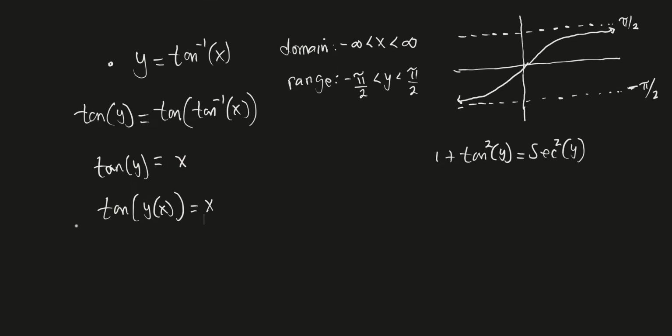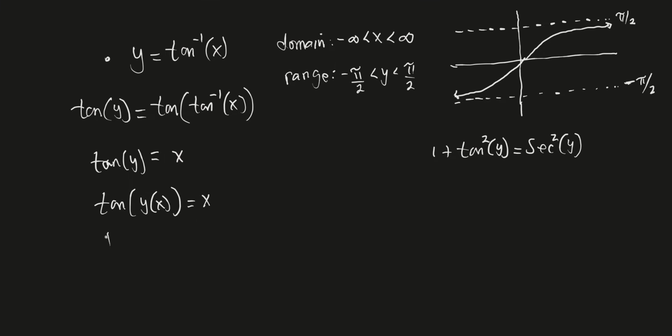Okay, so now that we have this particular form, let's differentiate again with respect to x. Now let's think about it. What's the derivative of tangent? That's secant squared. So we'll have secant squared, and by the chain rule, we keep the inner function, and then we multiply by the derivative of the inner function. So that's the derivative on the left, and then the derivative on the right is 1.